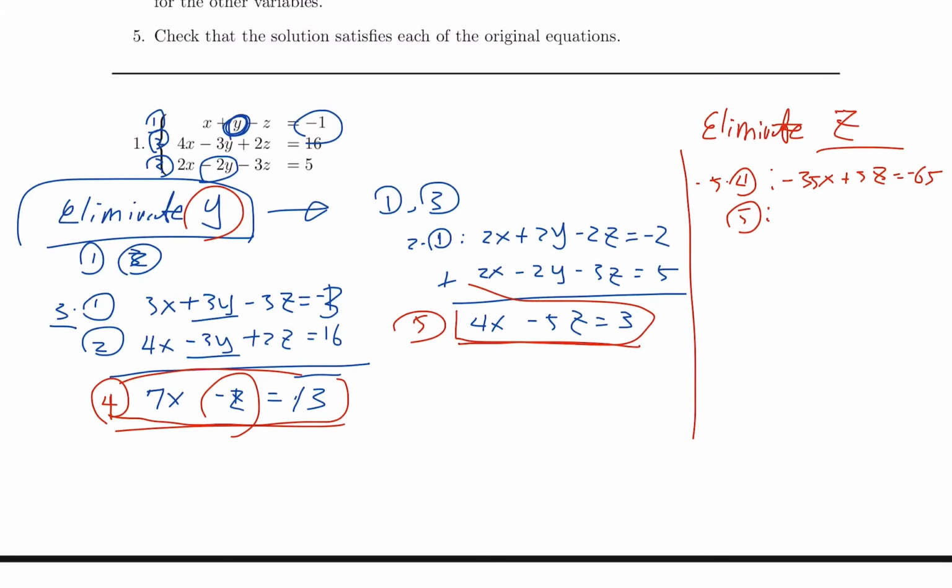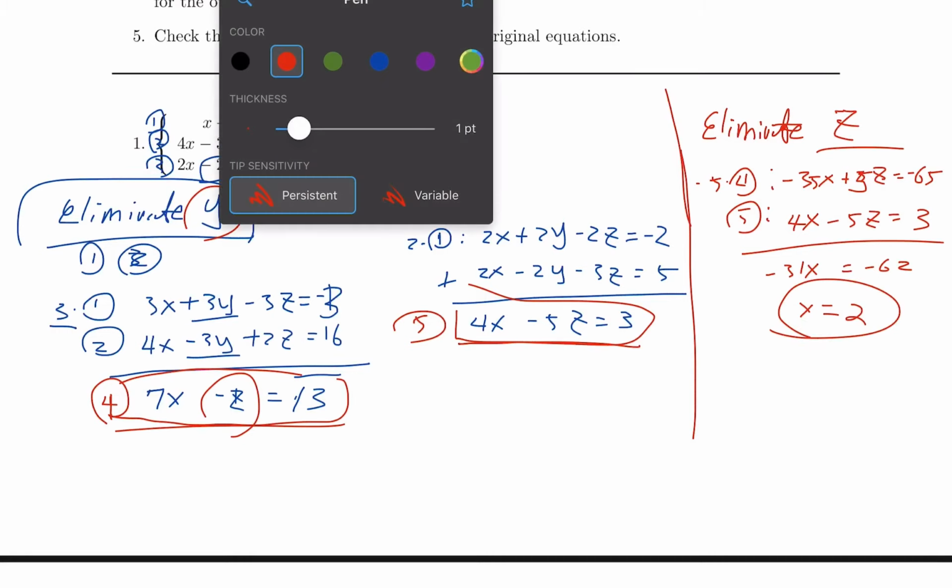Okay. So then I get 4x minus 5z equals 3. Okay, 5z. So let's add across and I get negative 31x equals negative 62. Again, we're eliminating z now, not y, z. This is the second step, second part of doing this problem. Okay. So then x we get as 2.